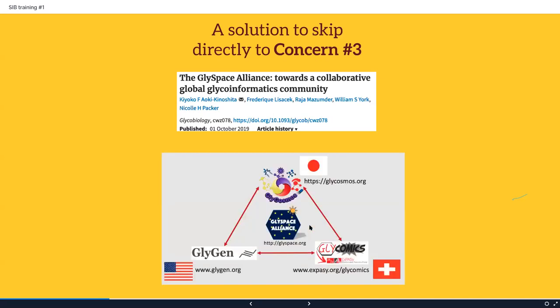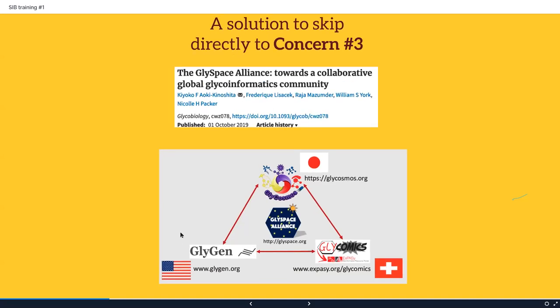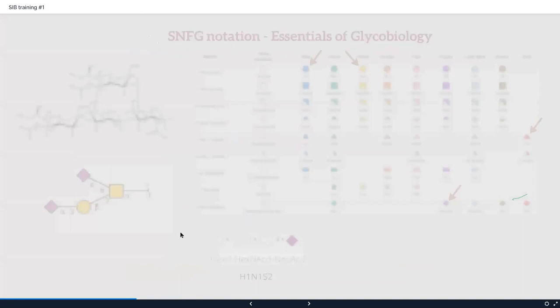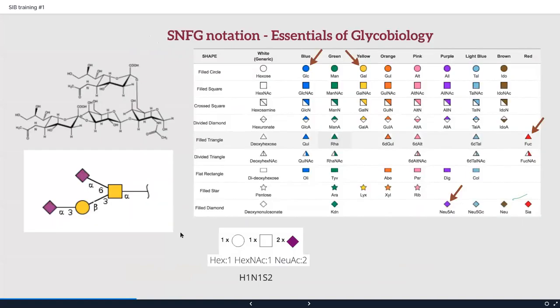So it's a very international alliance. And this is grouping the Glycosmos group in Japan, the Glygen group in the US, which are actually consortia, and Glycomics at Expasy in Switzerland. So this is possible because we speak the same language. We have ways of describing glycans. We can have several ways. We are happy to handle several ways.